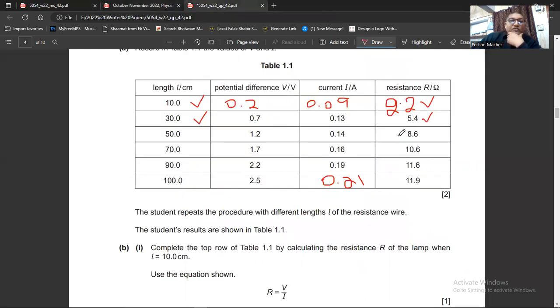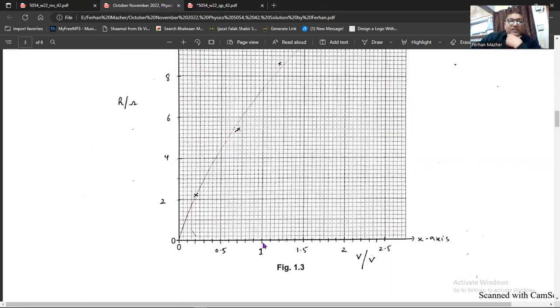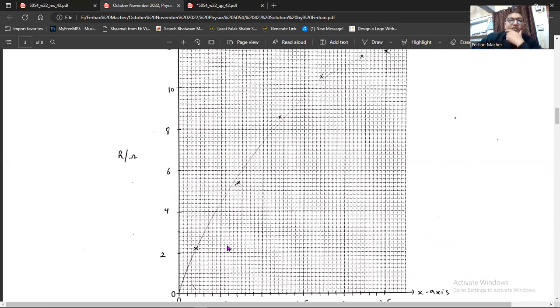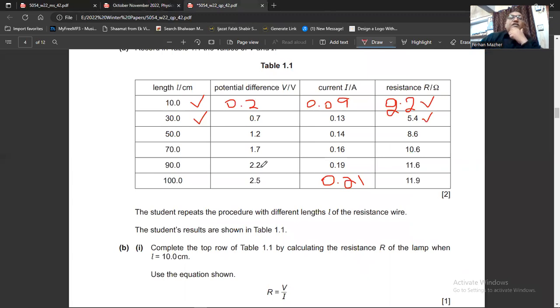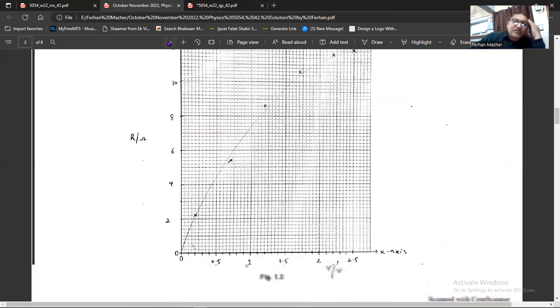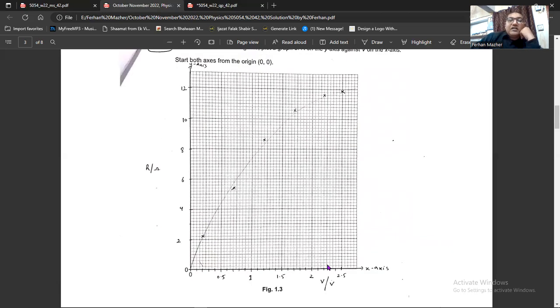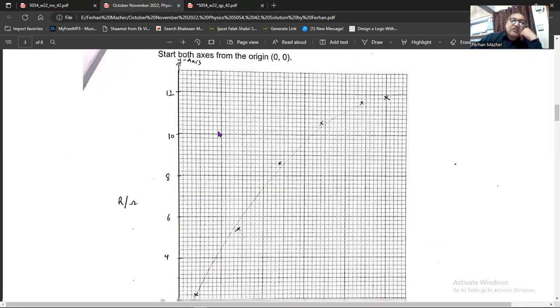And then you have 1.2, 8.6. 1.2 will be this, and 8.6, it will be here. Okay. Then you will put the dots of 1.7, 10.6, 2.2, 11.6, 2.5, 11.9. So you can plot these points. Let me show you by reducing the size a little bit. Yeah. So we have plotted all these points. Okay. Then we have to draw a smooth curve. The curve of best fit. Okay. So one point is left up and one point is left below the curve. It's a smooth curve. I have tried to draw the smooth curve. Okay. So you can see this.